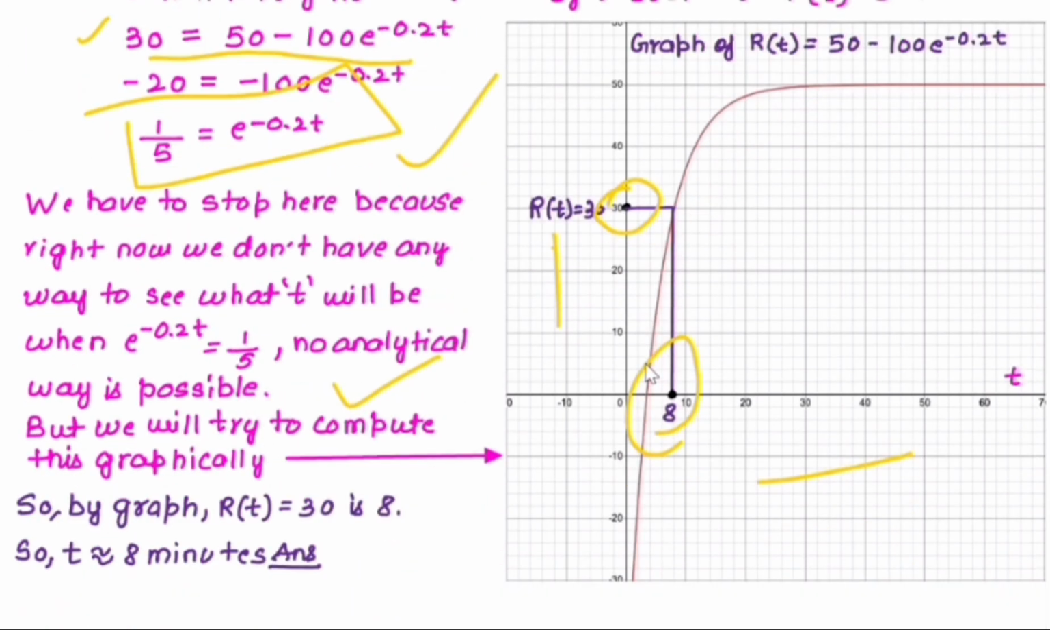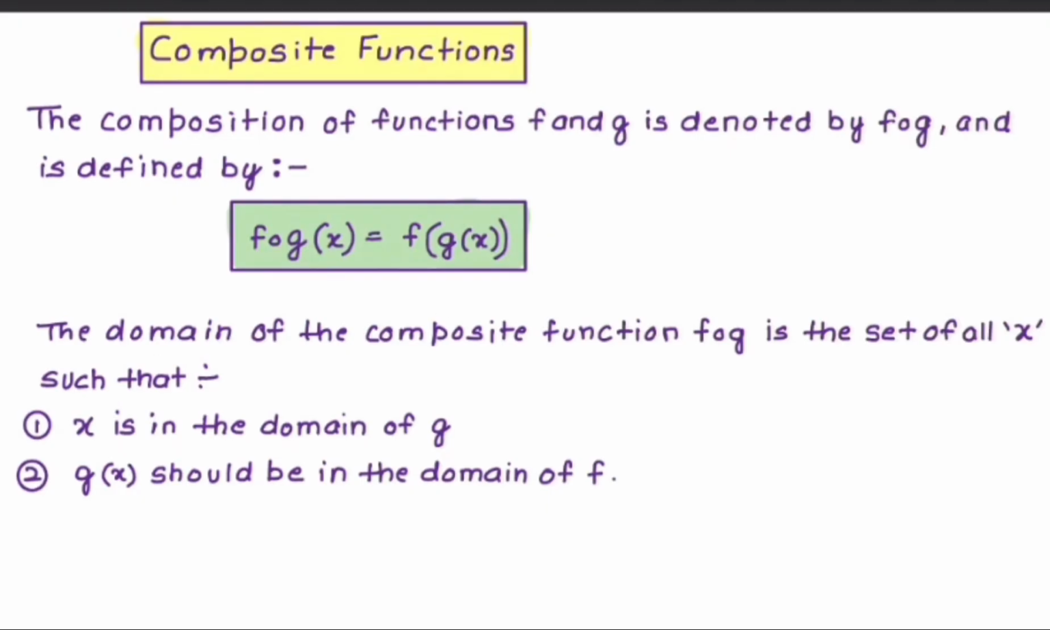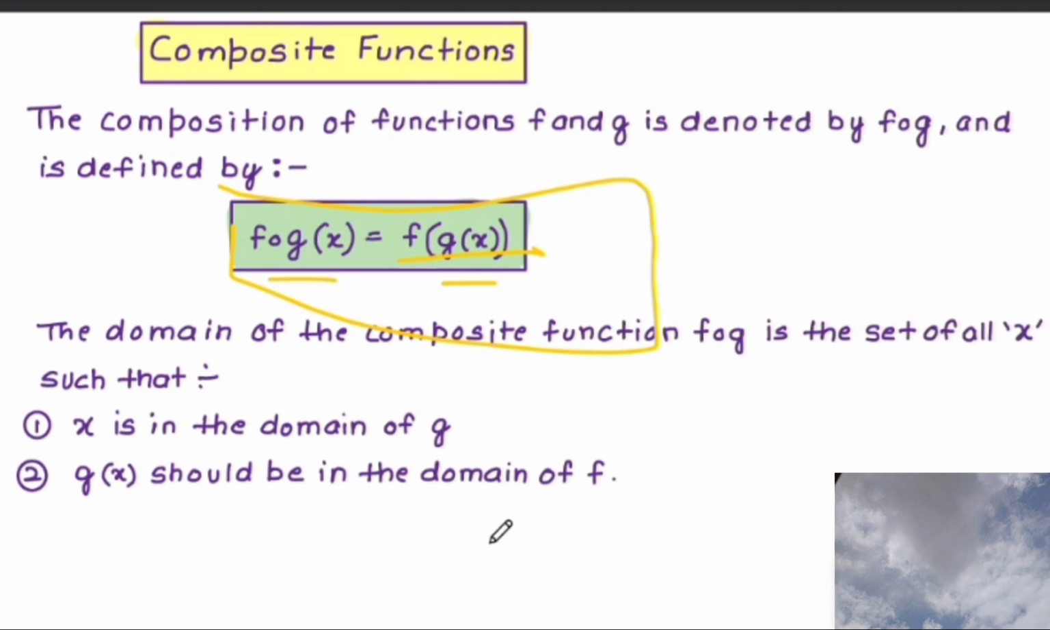Hope it is clear. Next we have composite functions. What is a composite function? The functions are denoted like this. Like I'm saying that we have a composite function f of g of x. So either you can write it like this, f circle g, which you can pronounce as f of g, or you can write it like this. So the domain of a composite function is the set of all x such that x is in the domain of g.